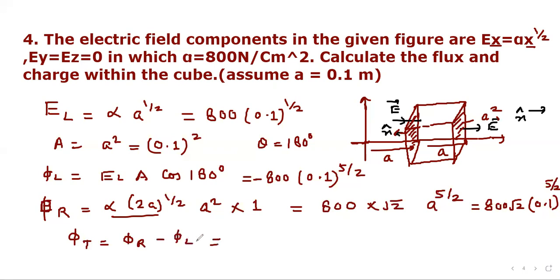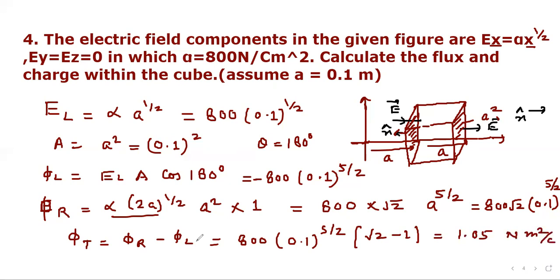That will be equal to 800 times 0.1 to the power 5/2 times (root 2 minus 1). So if we put in the values, we will get 1.05 newton meter square per coulomb, which is our answer.